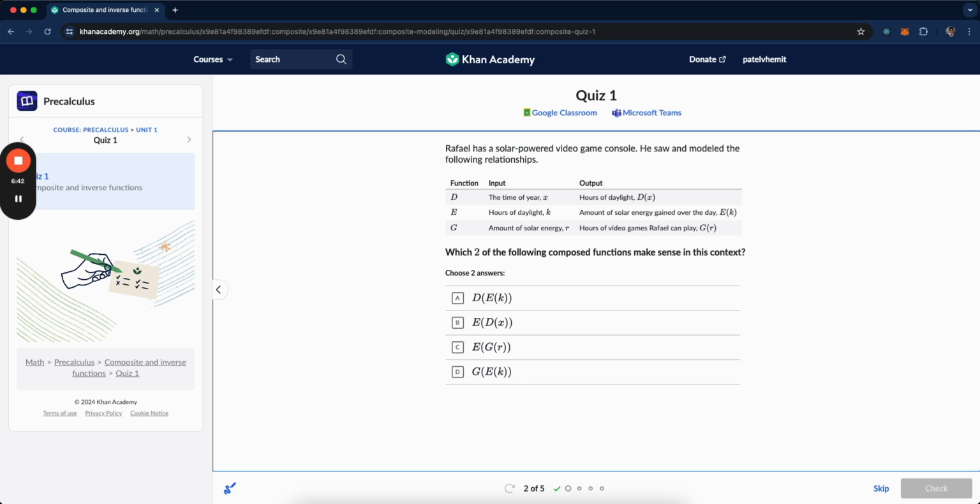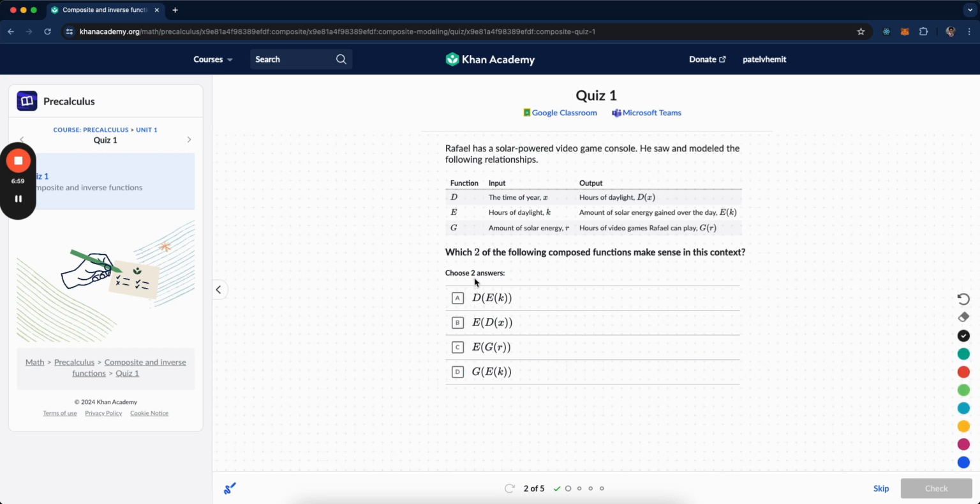Raphael has a solar-powered video game console. Interesting. He saw and modeled the following relationships. So here are the inputs and outputs and their corresponding variables. Which of the two composed functions makes sense in this context?